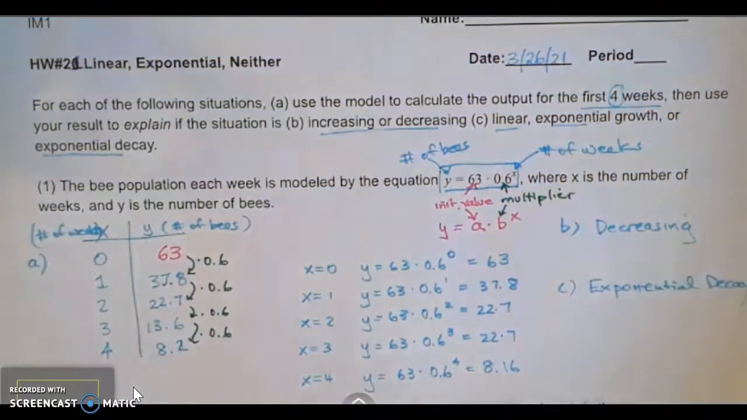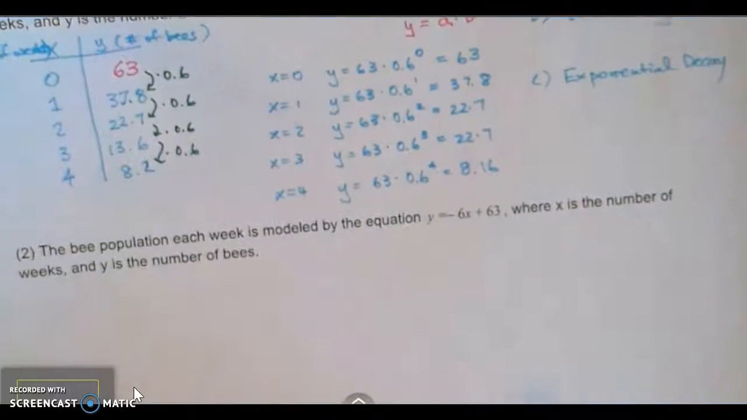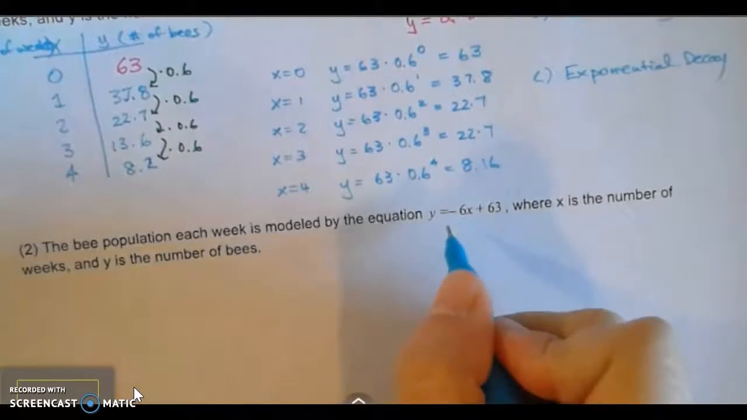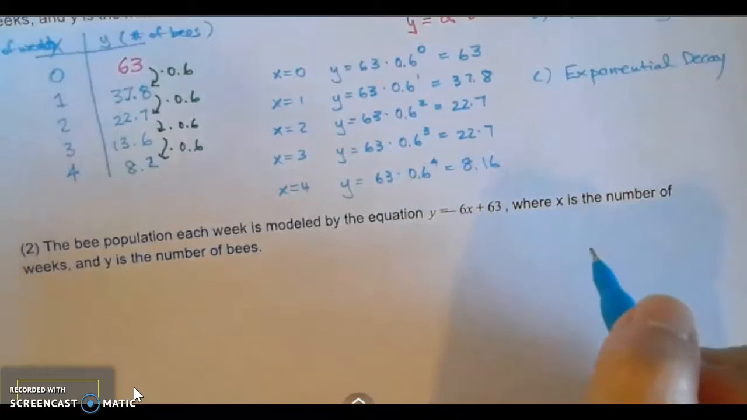Okay, so that was number 1. Let's go on to number 2. The bee population this week is modeled by the equation y is equal to negative 6x plus 63, where x is the number of weeks and y is the number of bees.